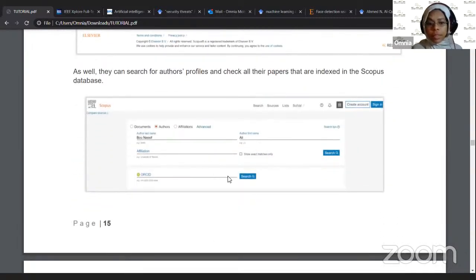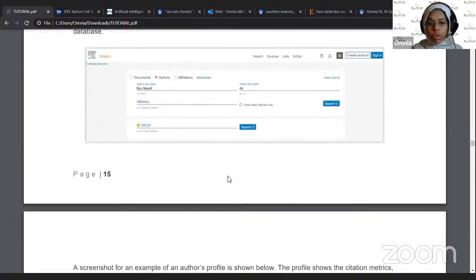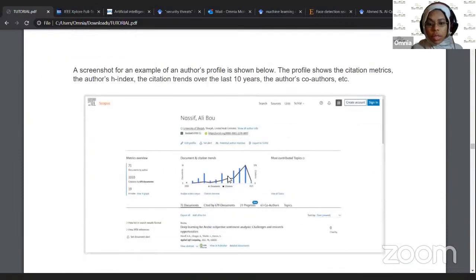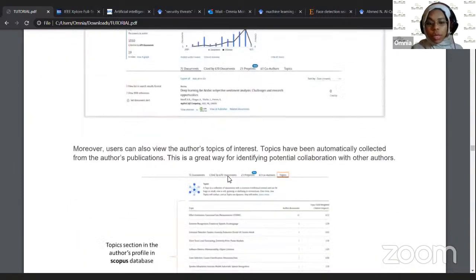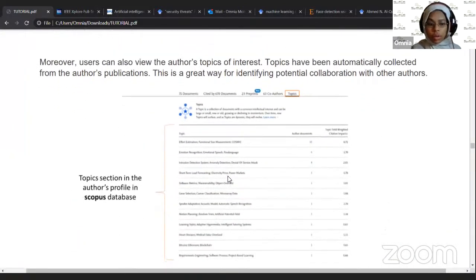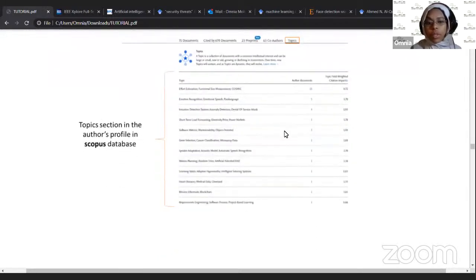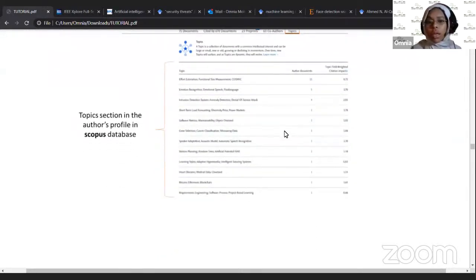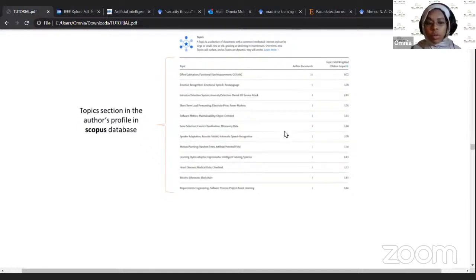Here we can see an example of how to search for an author and how to view what their author interests are and how much this author published on this topic. So it's always an eye-opener to see what the recent fields are and which topics people are interested in.